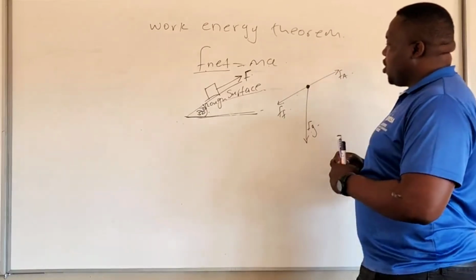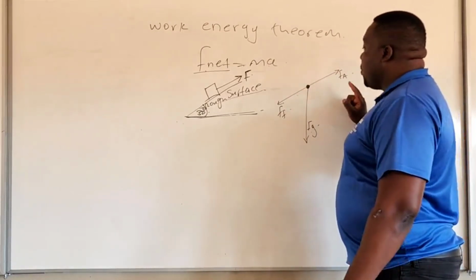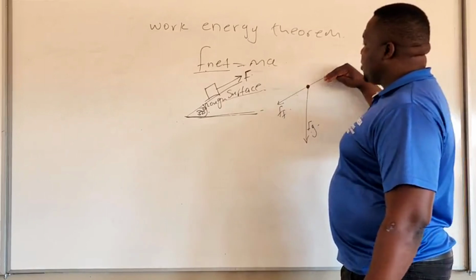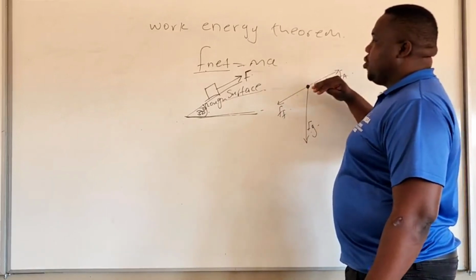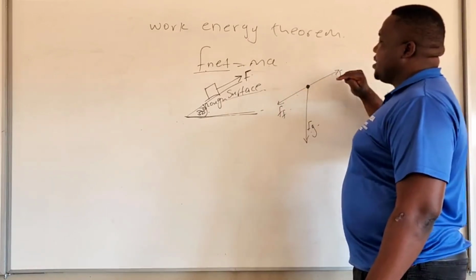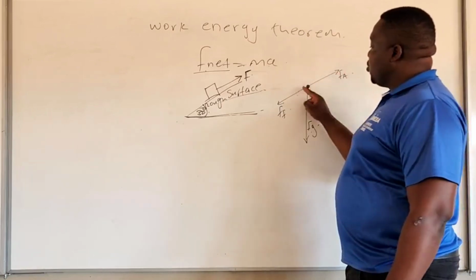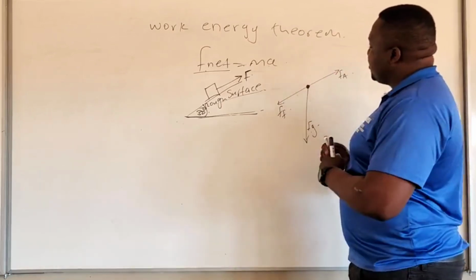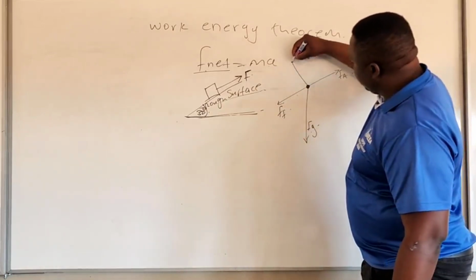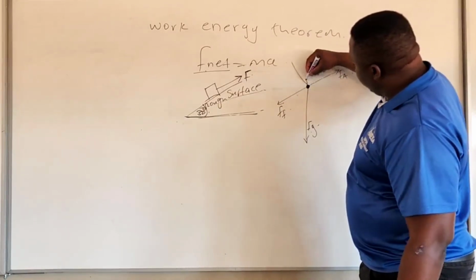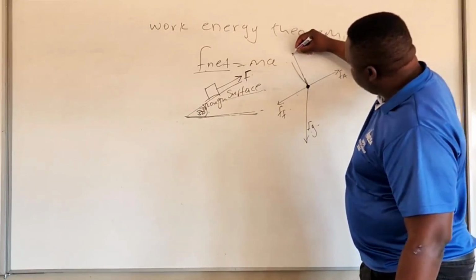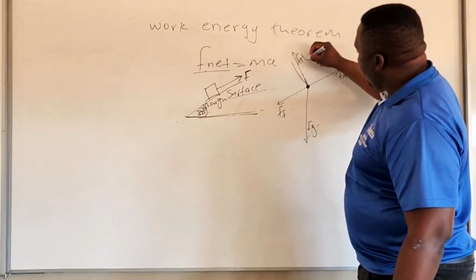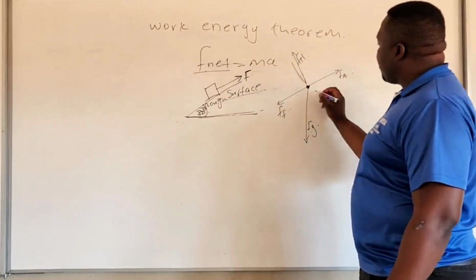Then we are going to draw a normal force which will point up. It must be perpendicular to the surface. By being perpendicular, we mean that it must form an angle of 90 degrees with the surface. So 90 degrees is going to point this side. So this is our normal force.